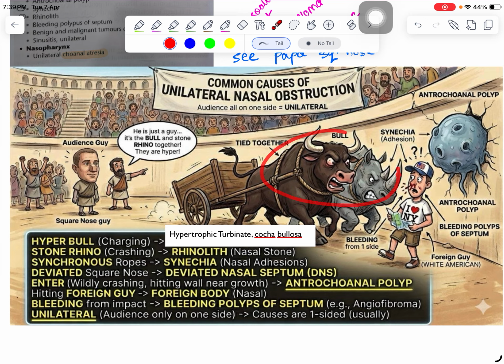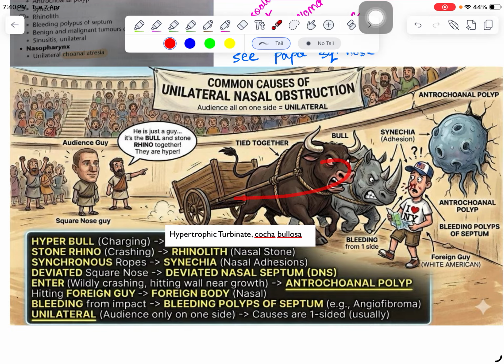Next we have rhino and both rhino and bull attacking together synchronously. So that's synchronous rope. This is rope, right? This is holding both the rhino and bull together. So this is synchronous rope, makes us remind about the synechiae, that is nasal adhesion, which is more obvious in this picture, that the synechiae is formed, that means attachment, nasal adhesions.